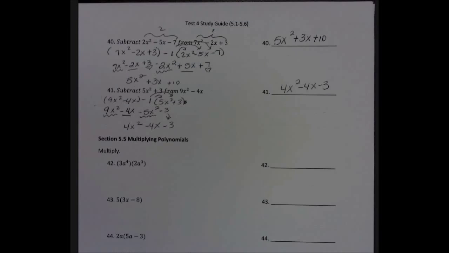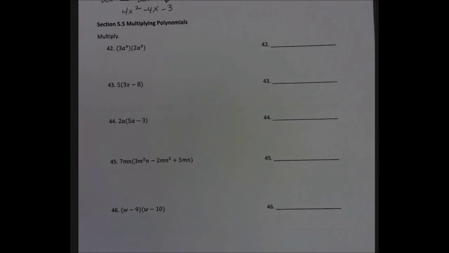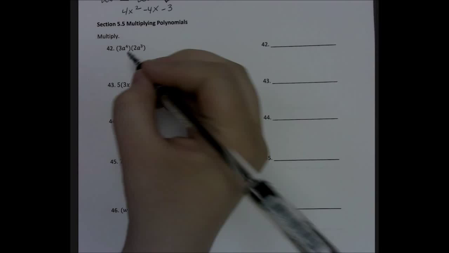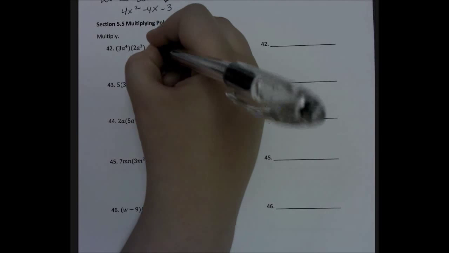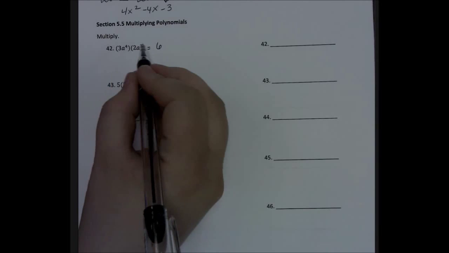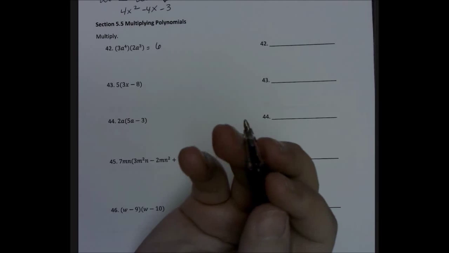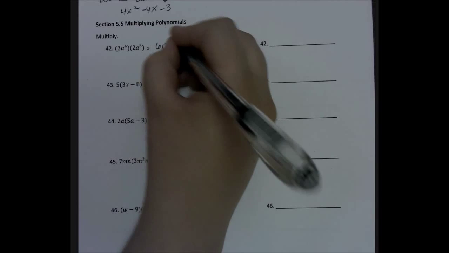So now let's move on to multiplication. So for number 42, I'm going to multiply my coefficients. So 3 times 2 is 6. And then when you multiply your bases, you add your exponents. So 4 plus 3 is 7. So that gives us 6a to the 7th.